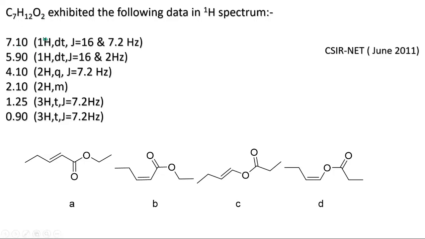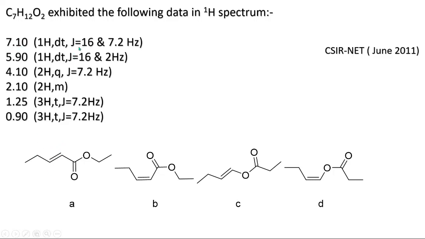One hydrogen, doublet of triplet. Which alkene will give a doublet of triplet? If you see this hydrogen, it will couple with the vicinal hydrogen and give a doublet, and couple with these 2 hydrogens and give a triplet. So this is possible. This will be 7.2 Hz, and this will be trans, so that will be 16 Hz. So this will be the coupling, and 7.10 will be this.